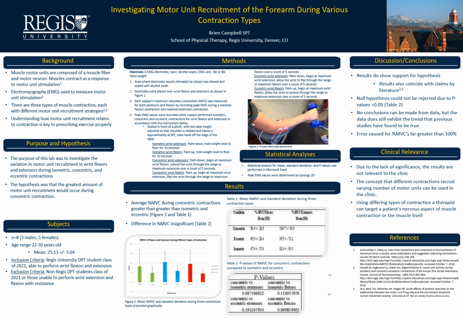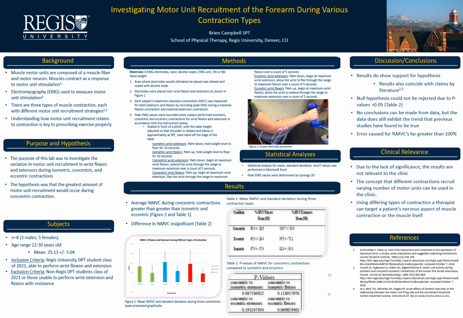The results of the experiment show that the average percent maximal voluntary contraction was greater during concentric contraction than in isometric and eccentric contractions, as shown in Table 1 and Figure 2. Still, after performing a t-test, it was found that the difference in percent MVC is insignificant, as shown in Table 2.